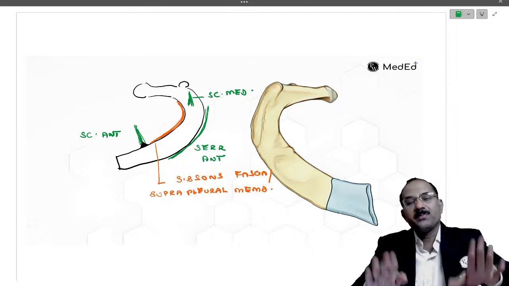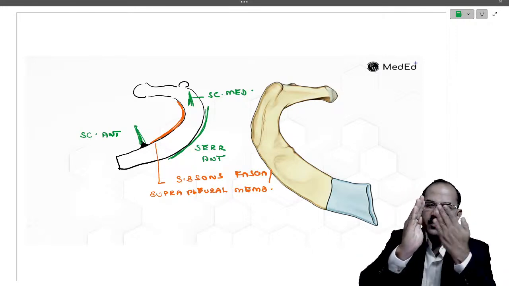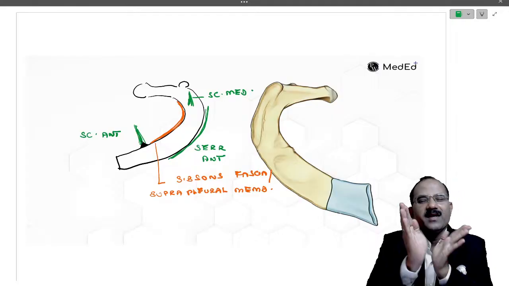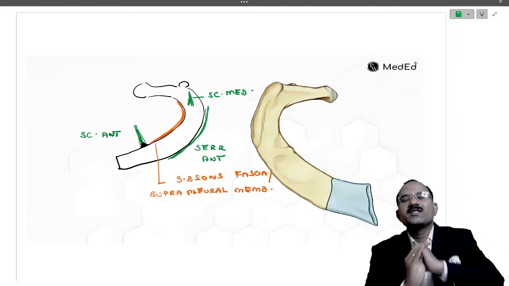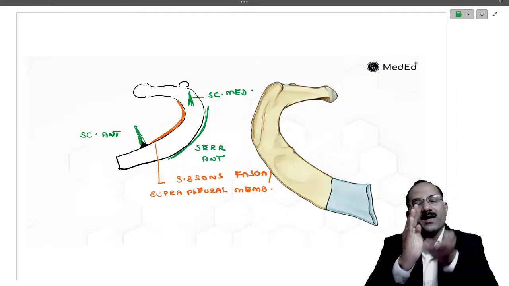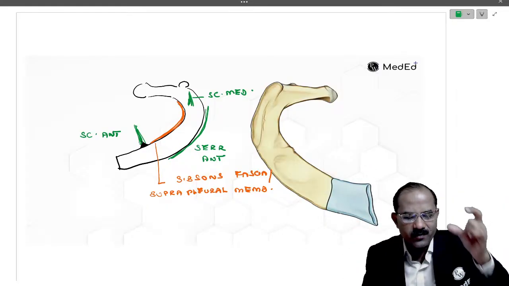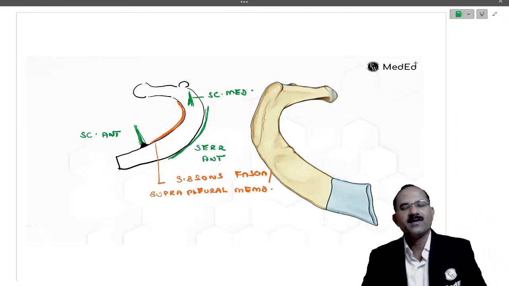So the parietal pleura is named accordingly. The parietal pleura which lines this surface is known as mediastinal pleura. The same parietal pleura here is the costal pleura. Here is the diaphragmatic pleura, and the parietal pleura which covers the apex of the lung is known as the cervical pleura. Cervical pleura, right?